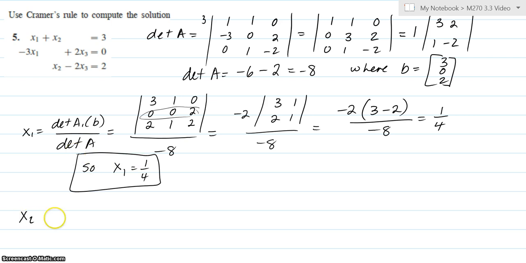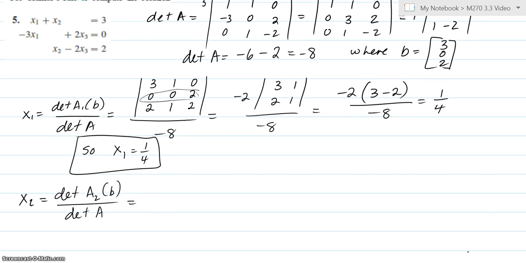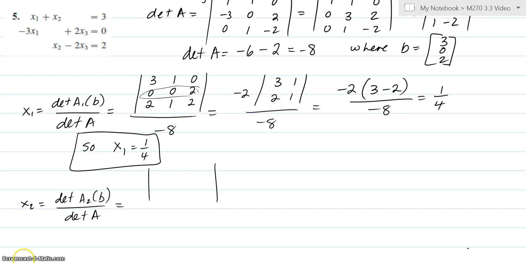So x2. By the formula, it's the determinant of A2 of b over the determinant of A. Again, we take that b and replace it by that second column. So I'm going to leave the first column alone, make the second column 0, 3, 0, 2, and the third column I leave alone.